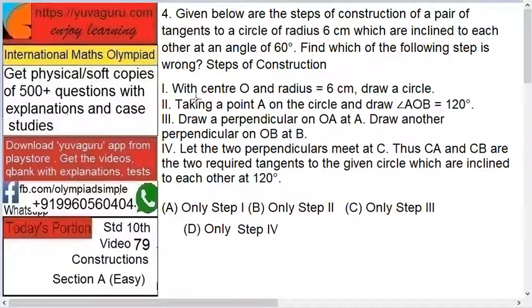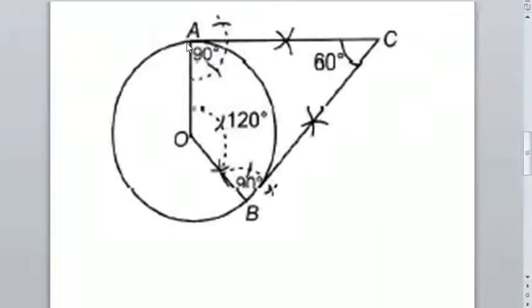So let's start with center O and radius 6. Draw a circle. Okay, take point A on the circle and draw angle AOB of 120 degrees. So take A somewhere over here, we don't know where, it can be anywhere. Then draw this angle AOB using a protractor or a compass, anything. So angle AOB is 120 degrees, and cut it at B.